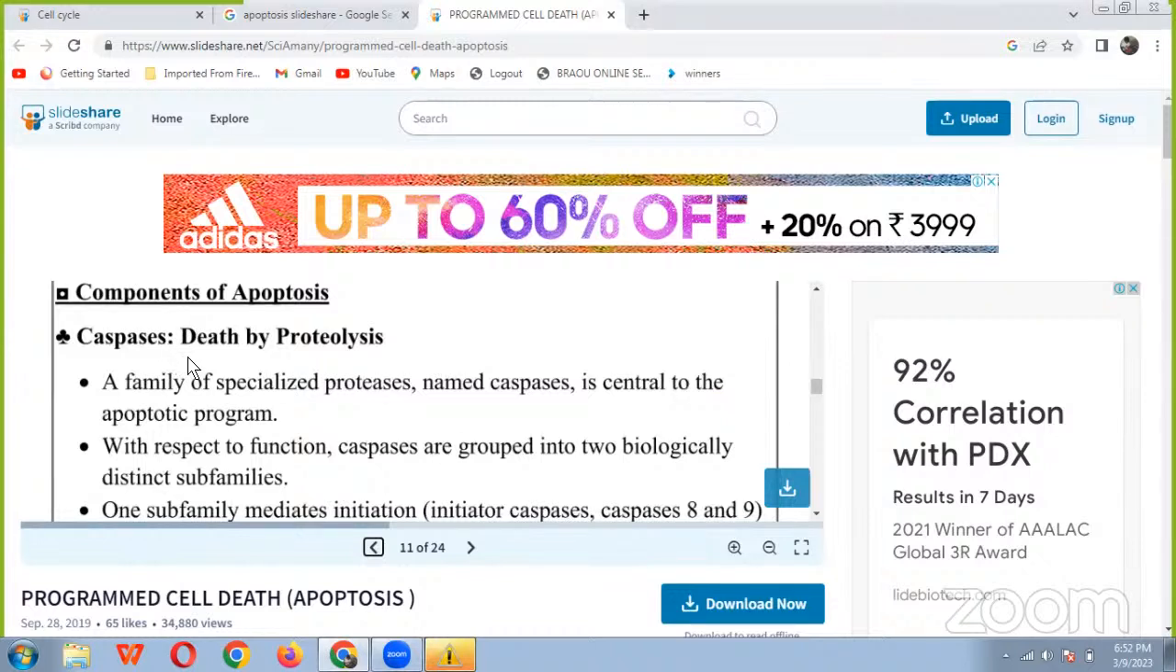Caspase is also death by proteolysis. A family of specialized proteases named caspases is the central part of the apoptotic program.